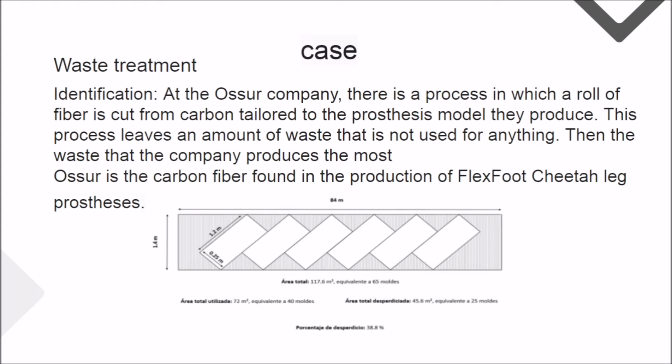Waste treatment identification. In the company, there is a process in which a roll of carbon fiber is cut, tailored to the model they produce. This process leaves an amount of waste that is not used for anything, the waste that the company produces the most. Other waste is the carbon fiber found in the production of flax food, chicken, leg proteins.